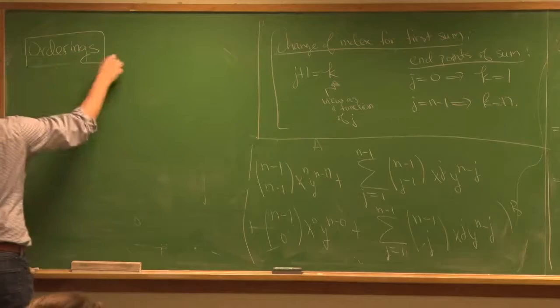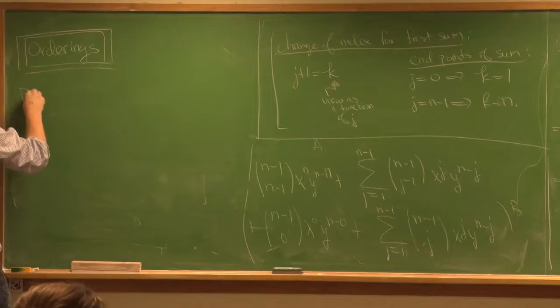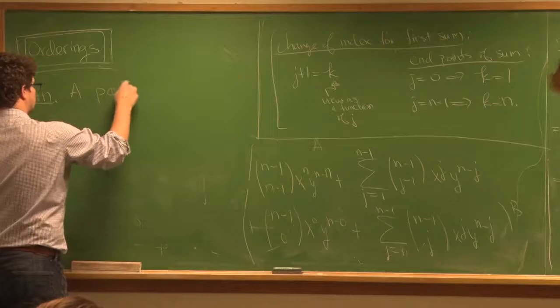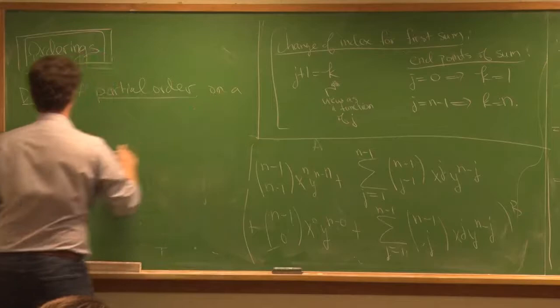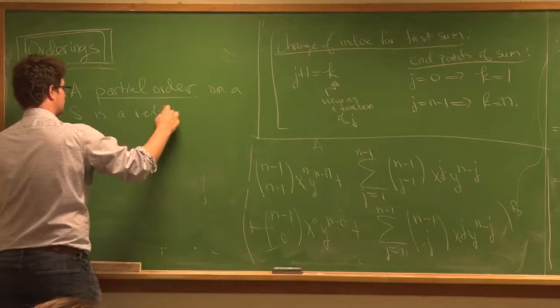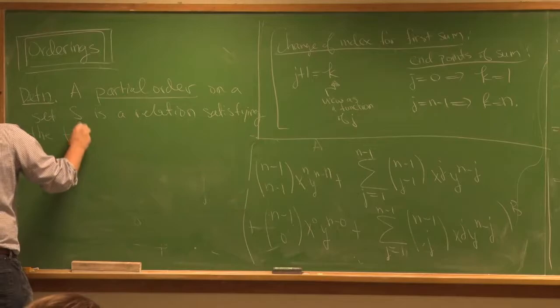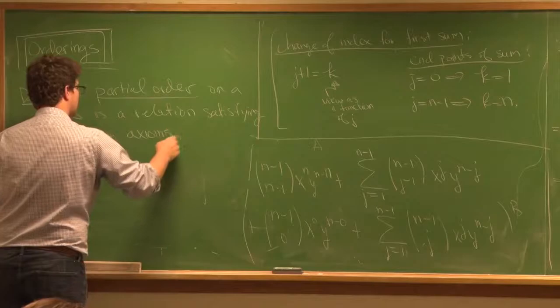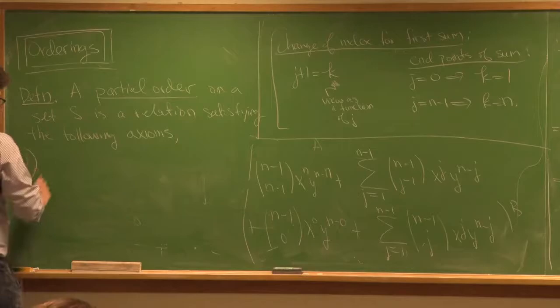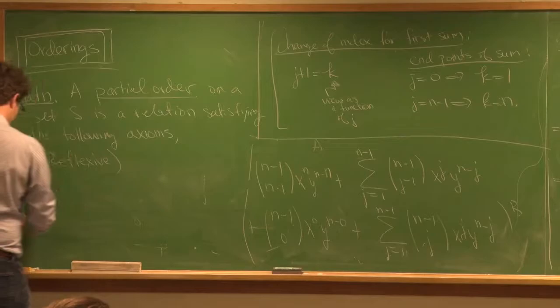There's a bunch of different types of orderings. Let me give you a definition. A partial order on a set S is a relation satisfying the following three axioms. Let's call the relation R. The relation is reflexive, and it's transitive.